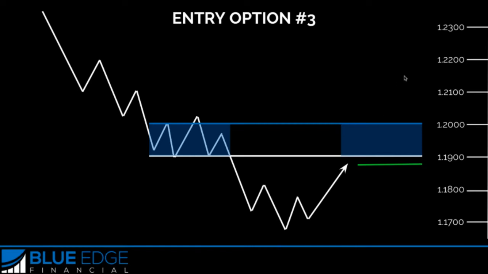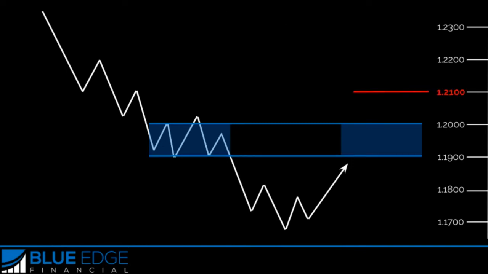In this example, let's choose 1.2100, since if the market goes all the way up here and reaches this point, it is broken past both resistance lines and is probably not a valid trade anymore. So that is where you would exit your trade and place your stop loss.